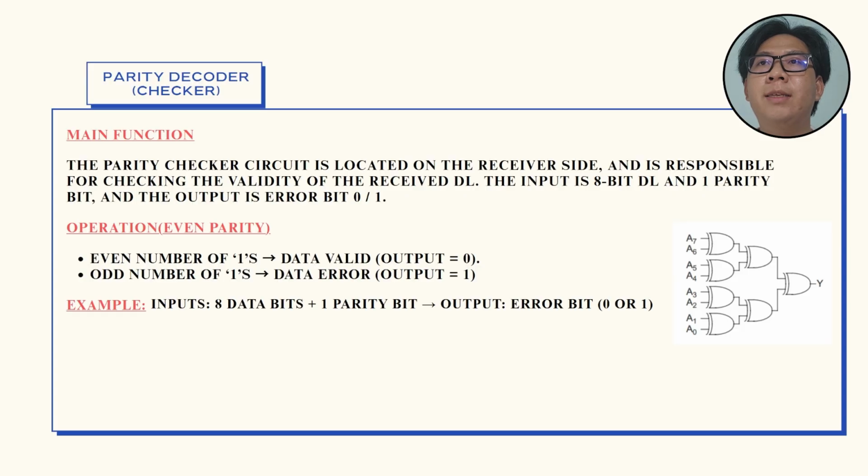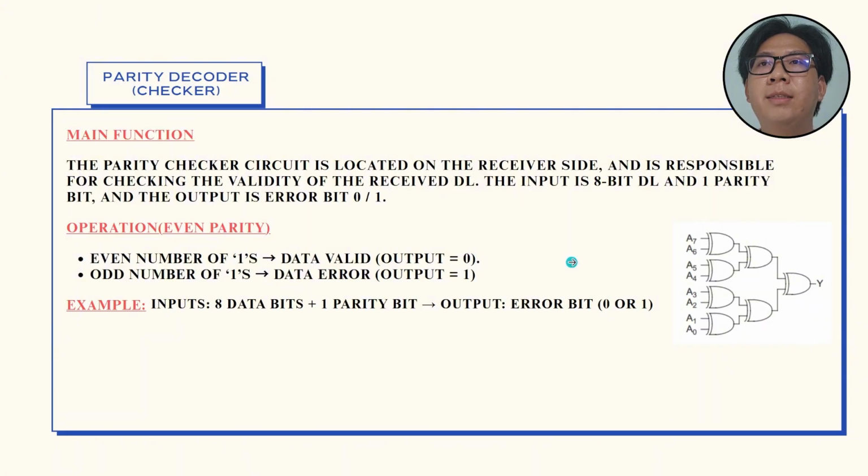Moving to the parity checker, which is located on the receiver side, and its job is to verify whether the received data is valid or not. The inputs here are 8 data bits plus 1 parity bit, and the output is a single error bit. It can be either 0 or 1.